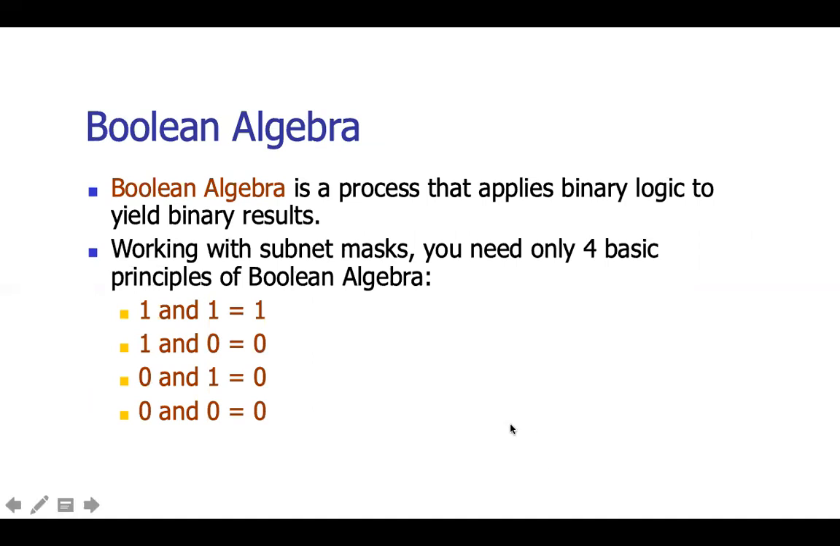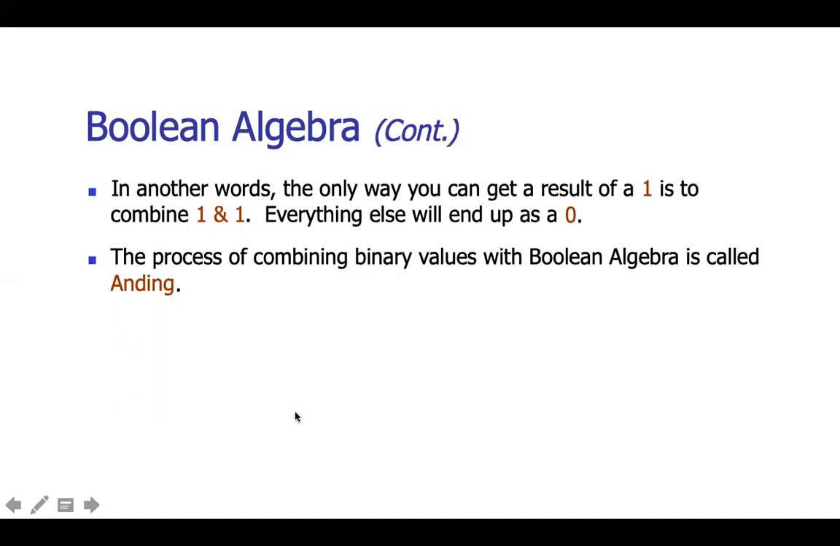Remember the Boolean algebra that you already learned before? This is the Boolean algebra for the AND gate. If you have bit 1 and 1, you will have the result 1. If you have bit 1 and 0, the result is 0. If you have bit 0 and 1, then the result is 0. And bit 0 and 0, the result is 0. In other words, the only way you can get a result of 1 is to combine 1 and 1. The process of combining binary values with Boolean algebra is called ANDing. ANDing is actually the AND gate.